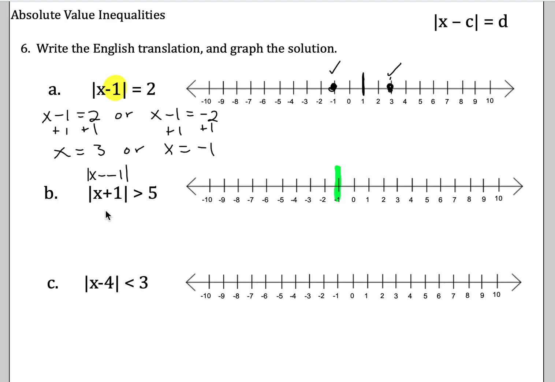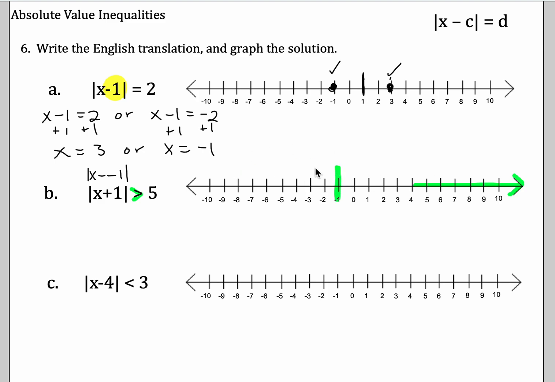And then we're talking about all of the things that are more than, right, greater than 5 units away. So if I think about 5 units away from -1, 1, 2, 3, 4, 5, I could be up here at 4, right? But I'm talking about the things that are more than 5 units away. So it could be a little past 4. It could be 5, it could be 6, it could be 7. Those are all more than 5 steps away from -1.